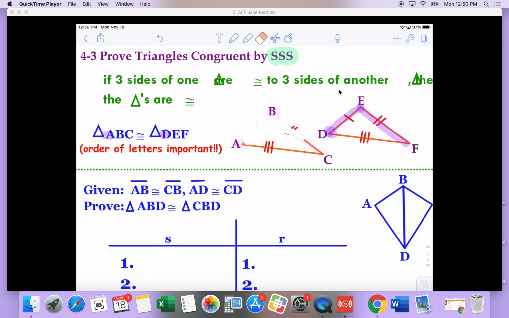Also notice that if this side is congruent to this side, that's a 1 hash. This side is congruent to this side, which is a 2 hash. And then this side is congruent to this side, which is a 3 hash. Because all three sides of one are congruent to the three sides of the other, that's what makes those congruent. Now that I can establish that they're congruent, I can start talking about more parts that are congruent to it.